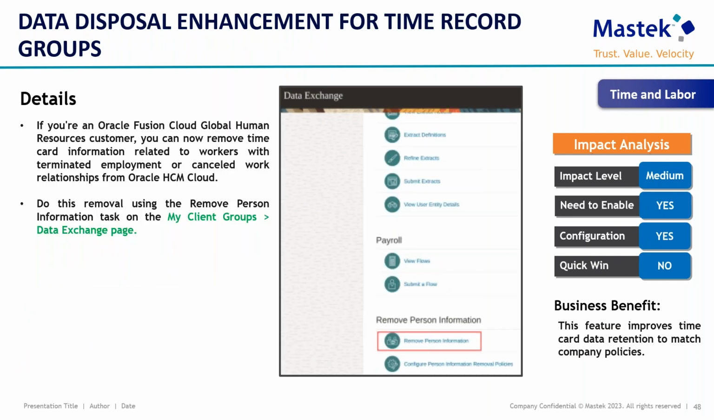Moving on to the next feature, this feature allows the data disposal of the time record group. By using this feature, you will be able to remove the data of the employee who are either terminated or for whom the work relationship has been cancelled. But before you use this particular feature, please keep in mind, once you delete anything through this feature, you won't be able to retrieve it back.